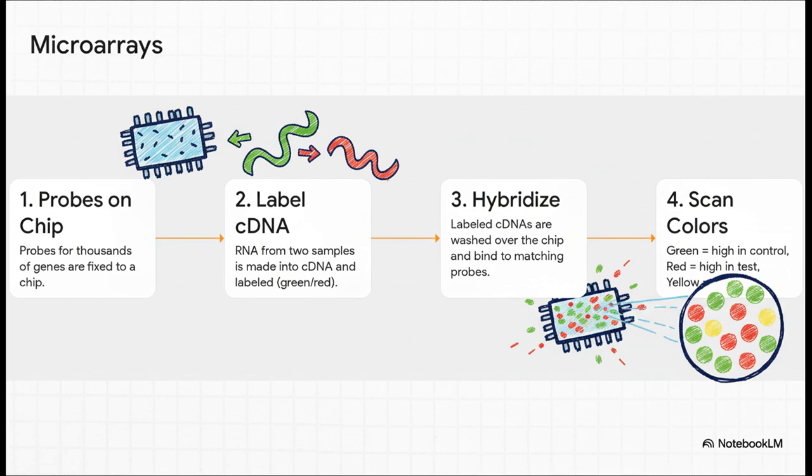Well, a classic way is with microarrays. You take two samples, say one with a drug and one without, you label their RNAs with different colored dyes, green and red, and you wash them over this chip. The color tells you everything. If a spot is red, that gene was more active in your test sample. If it's green, more active in the control. And yellow? About the same.